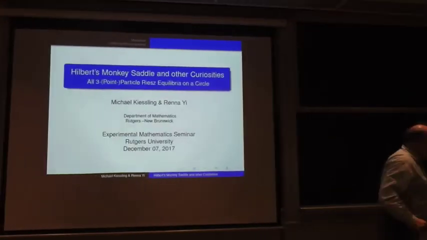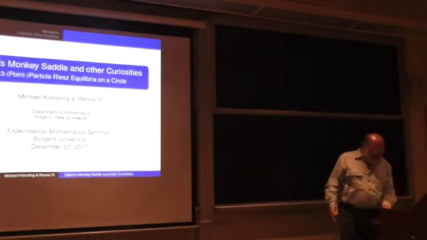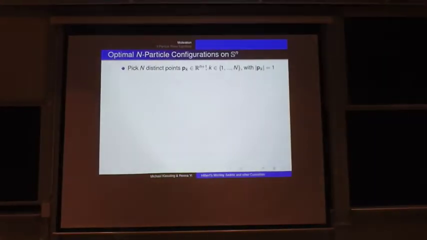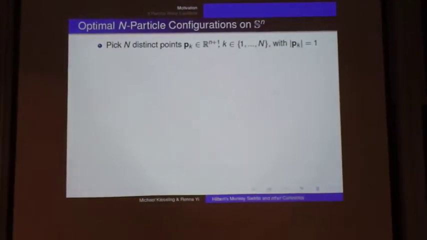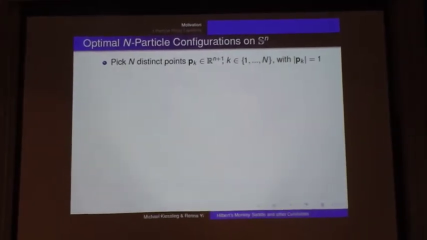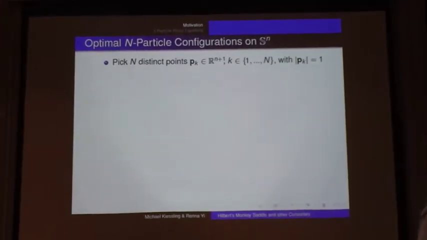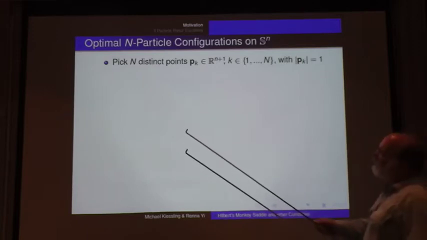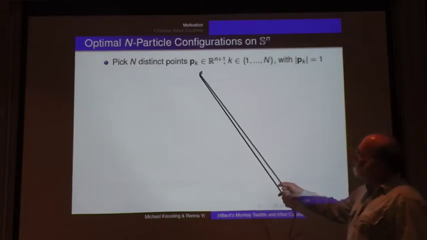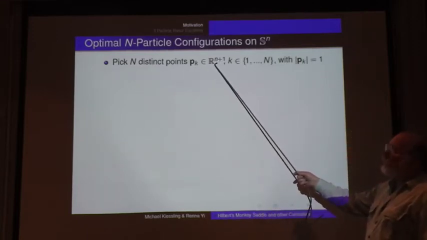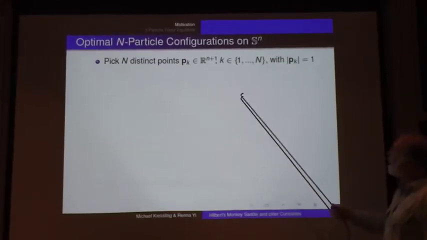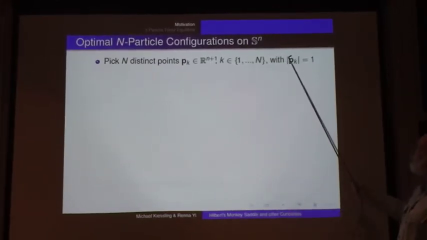Okay, so that's the title as you can all read yourself. And so let me first begin with the motivation. The motivation is the optimal n-particle configurations on the little n-dimensional sphere. There's capital N and little n here. What I mean is you pick N distinct points in R^(n+1), but they all have Euclidean length 1.